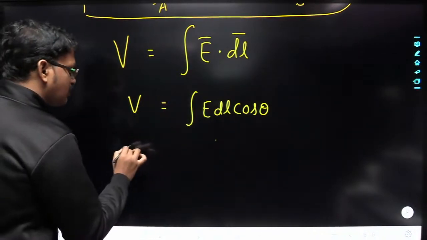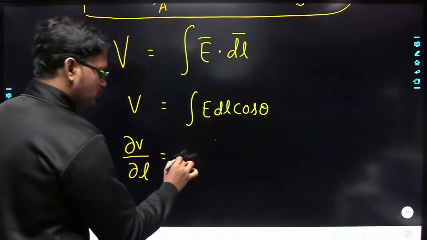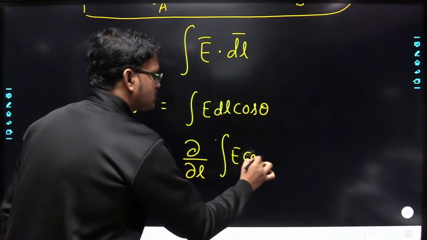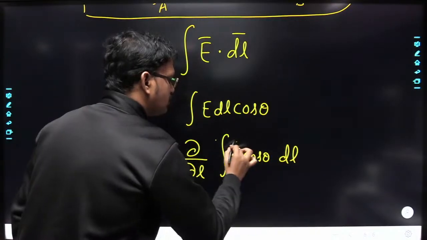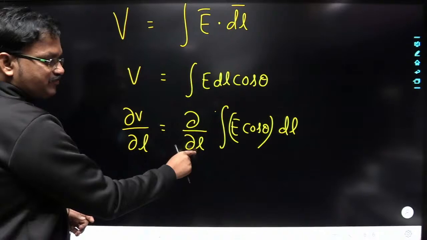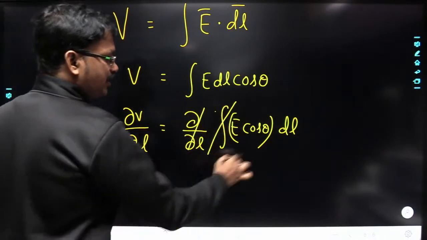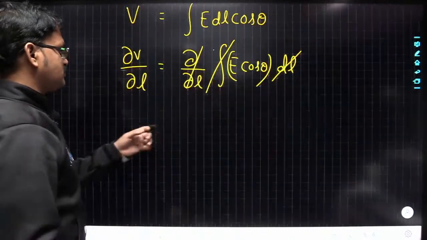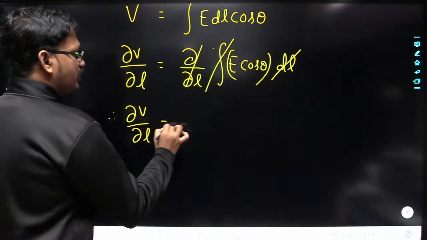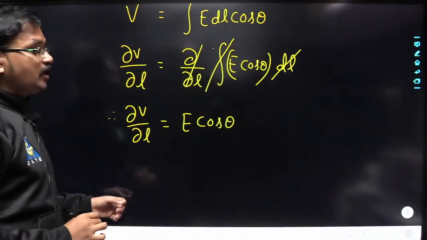So if you differentiate on both sides, what are you going to get? ∂V/∂L is equal to ∂/∂L of the integral of E cos θ dL. Here the differentiation is with respect to L, and the integration is also with respect to L, so the differentiation and integration will get cancelled. So you are getting ∂V/∂L is equal to E cos θ.